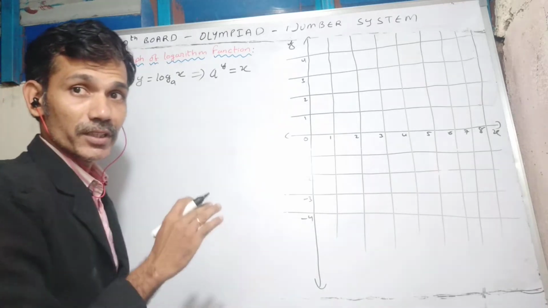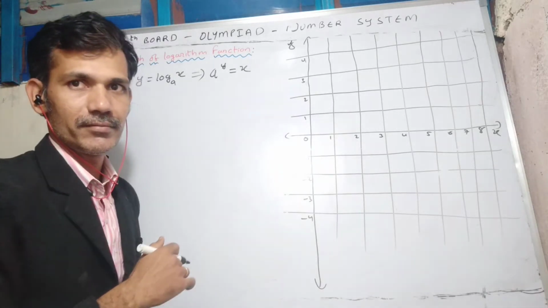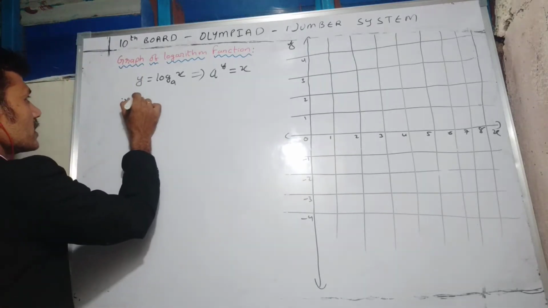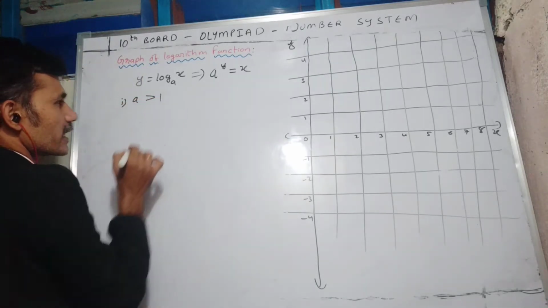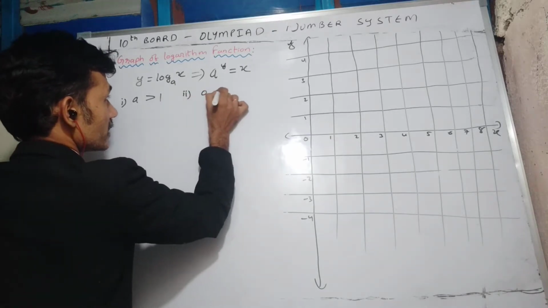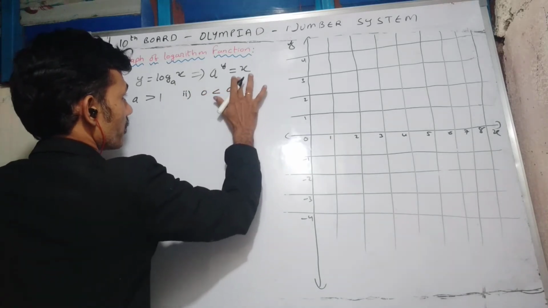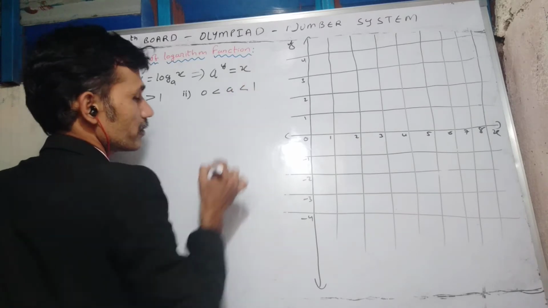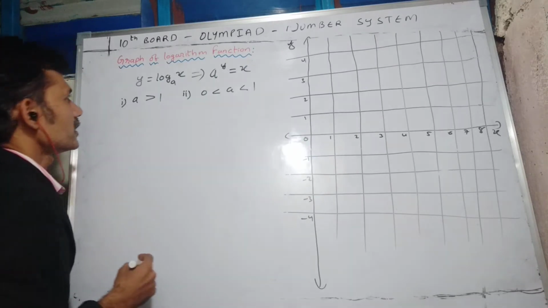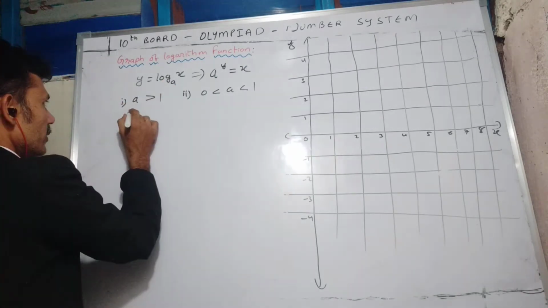Depending on the base, we'll get two types of curves. First we'll discuss if the base is greater than 1, that is case 1. Another case is that the base is a proper fraction, that means it lies between 0 and 1. Now see, some base you will take.